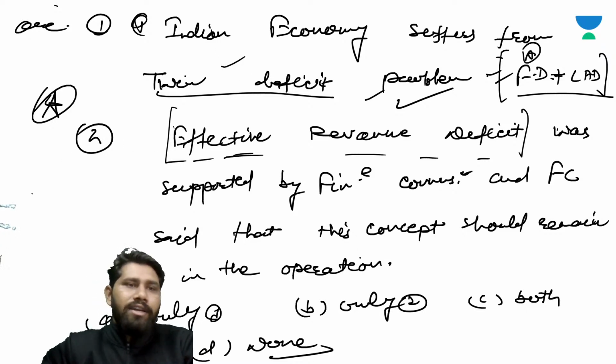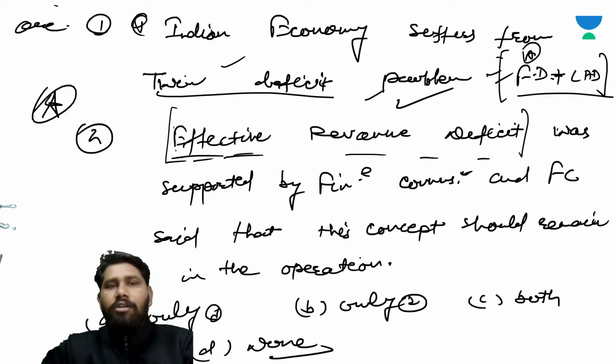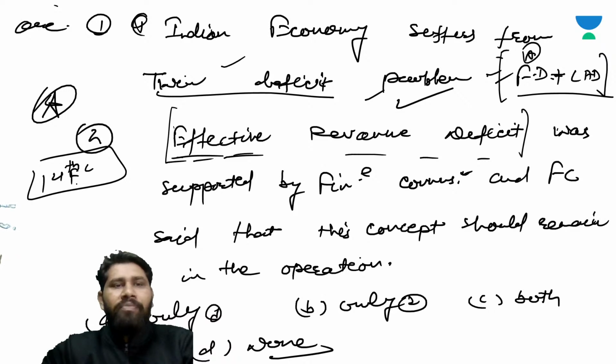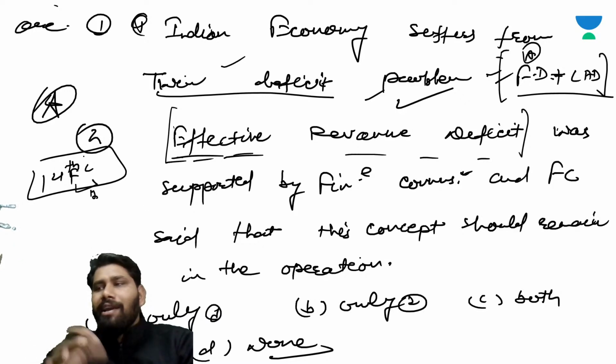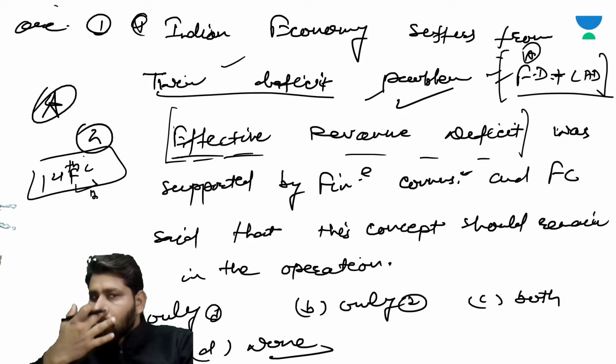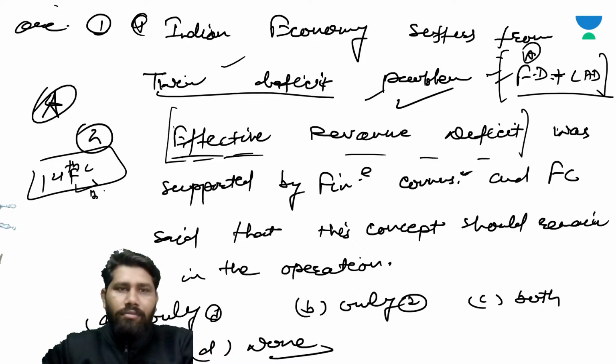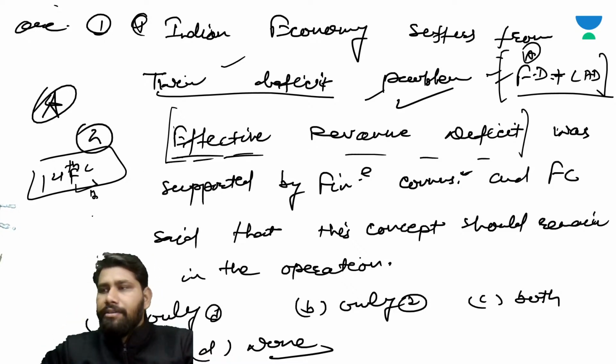Effective revenue deficit, guys. Effective revenue deficit. Make sure that all of the students are remembering it. The 14th Finance Commission clearly stated that the concept of the effective revenue deficit should be left by the government of India as soon as possible because it is not providing any kind of way to the government, right? Getting my point? Effective revenue deficit indicates the revenue deficit subtracted by the grants which are given from the center to the states, right?